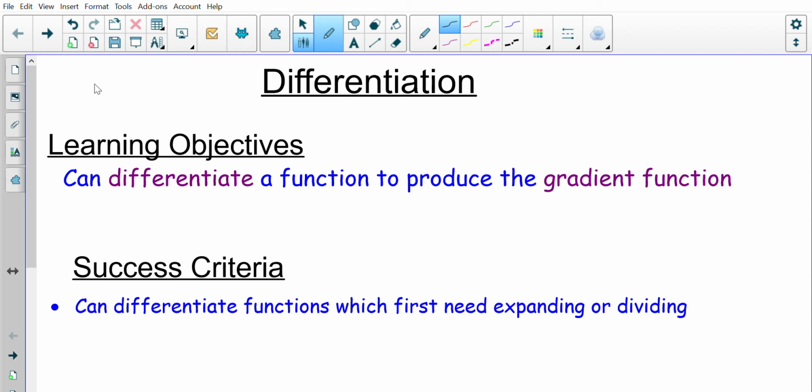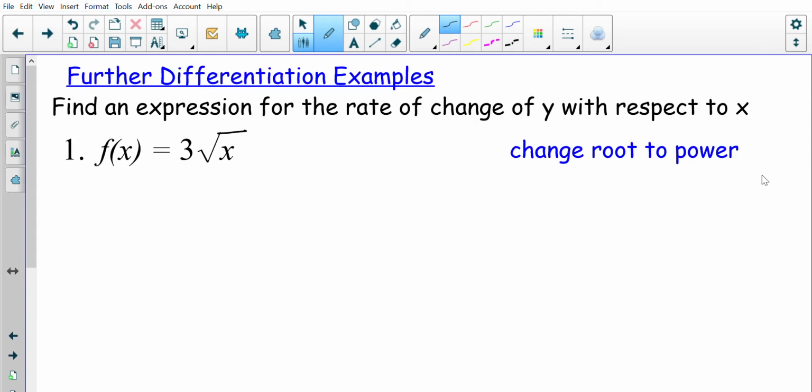In this video we are going to take one step further with our differentiation and look at how we differentiate functions which first need some more manipulation to them, such as expanding brackets or dividing. So let's just go through a few examples which you'll find on your notes sheet.